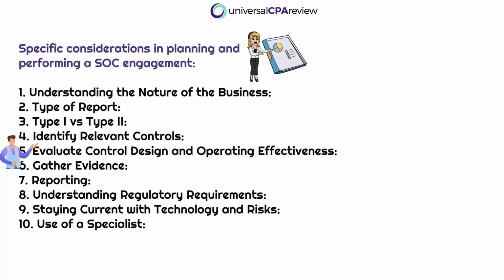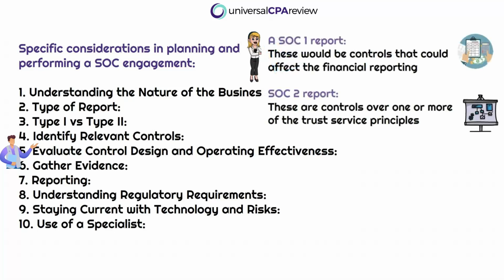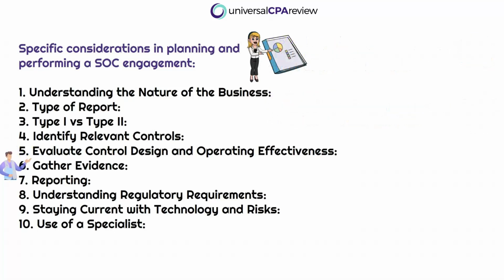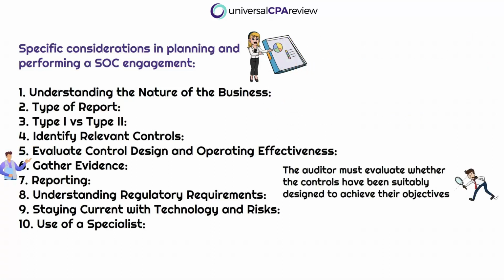Then we want to identify relevant controls. The auditor must identify the specific controls that are relevant to the service organization's services. In a SOC 1 report, these would be controls that could affect the financial reporting of the user entities. For a SOC 2 report, these are controls over one or more of the trust service principles. So we want to evaluate control design and operating effectiveness. Once controls have been identified, the auditor must then evaluate whether the controls have been suitably designed to achieve their objectives. And that's for both type 1 and type 2 reports. And if this is a type 2 report, we also need to determine whether they are operating effectively.